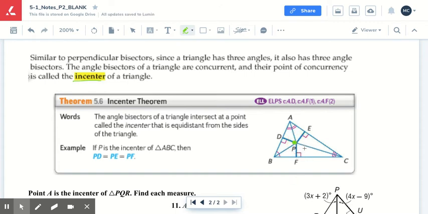Now what's different about this diagram from the last one is that these line segments that are perpendicular to the sides, drawn from the incenter, are not a perpendicular bisector. So this point right here is not in the middle.